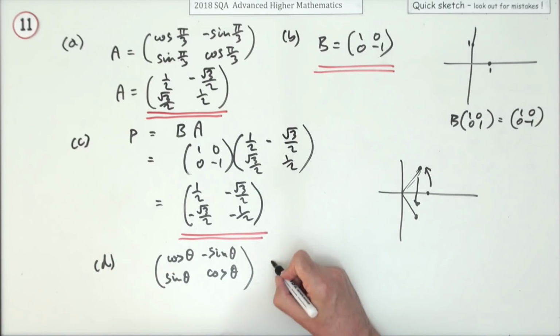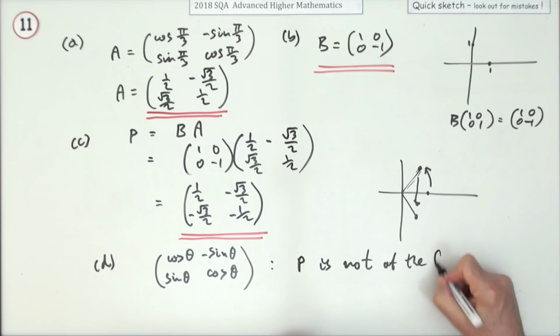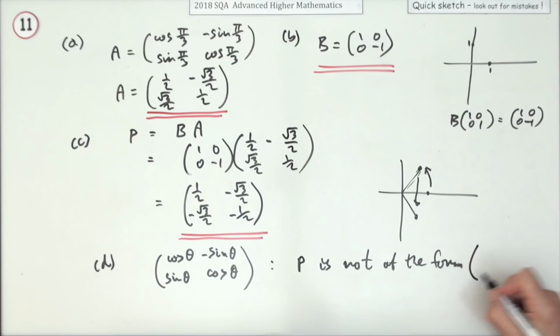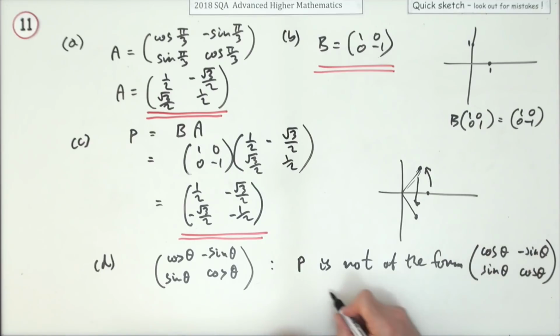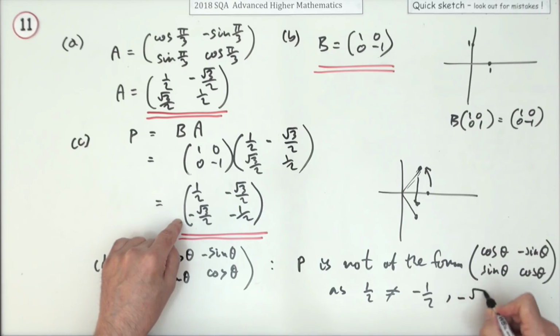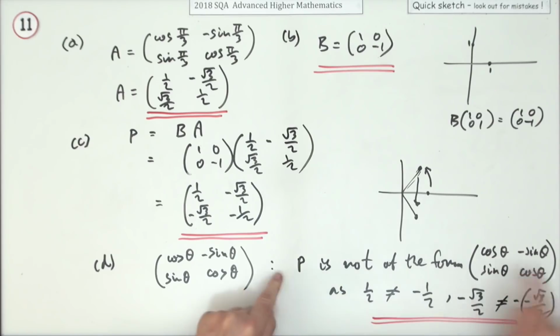If that's the transformational matrix P, can you just say this is not of the form, and then I could have put that down. I'll just do it now. I'll give a further reason, just pick out one of them, as a half is not equal to negative a half. Well, why not go the whole hog? And this one here, negative root 3 upon 2 is not equal to the negative of negative root 3 upon 2. Yeah, that took a lot of writing. I'm pretty sure that we just take that part though.